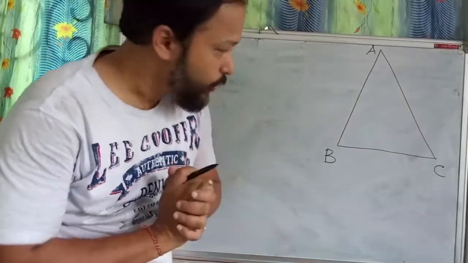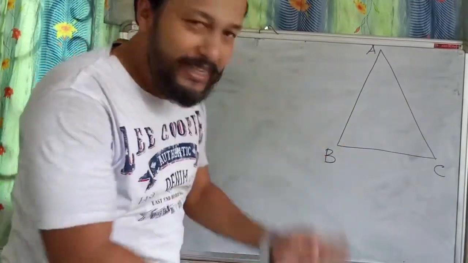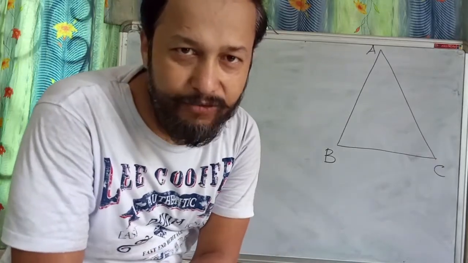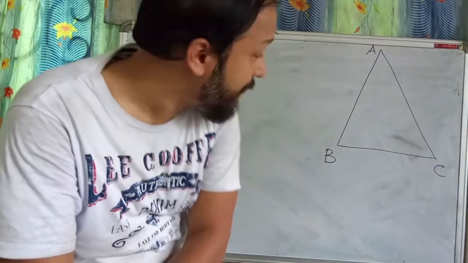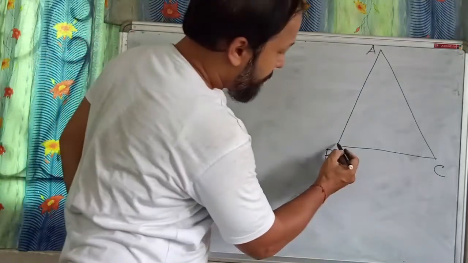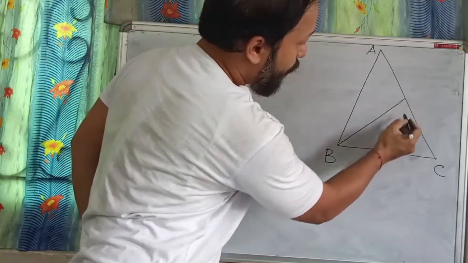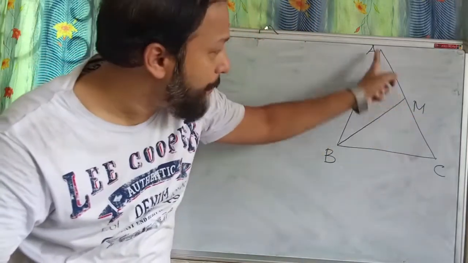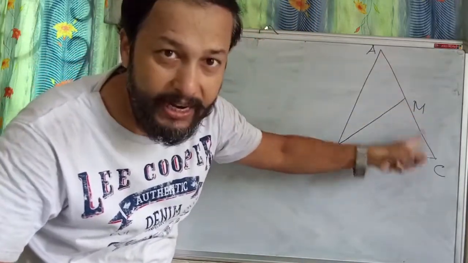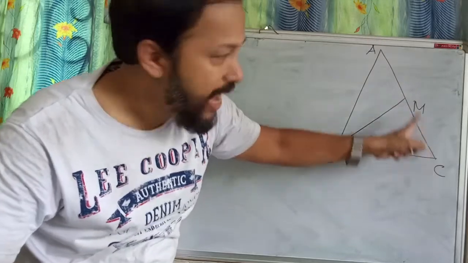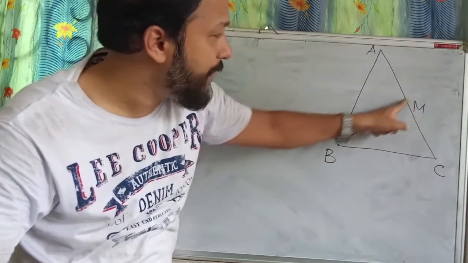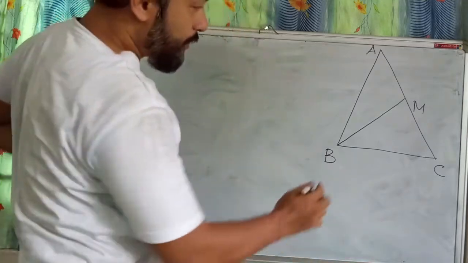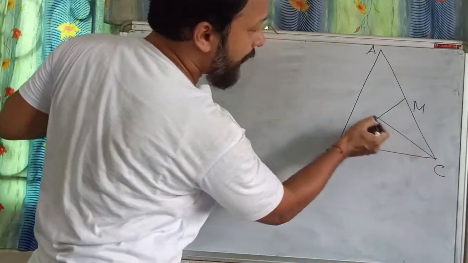In this sum, it is given that ABC is a triangle, any triangle. Now here we have to draw the median BM. BM is the median. We know what a median is: M is the midpoint of AC, and we are joining BM. That is called the median. Now, CN is another median.